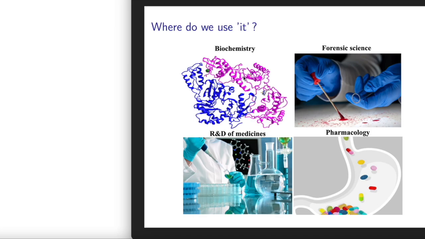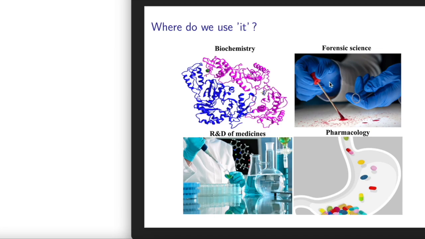So, where do we use chemistry? Here we will give some examples. For example, in biochemistry, chemistry is applied to study biological processes at the molecular level. Here we have these biomolecules, the proteins. Chemistry is used to determine the structure of proteins and also their biological function in living cells.